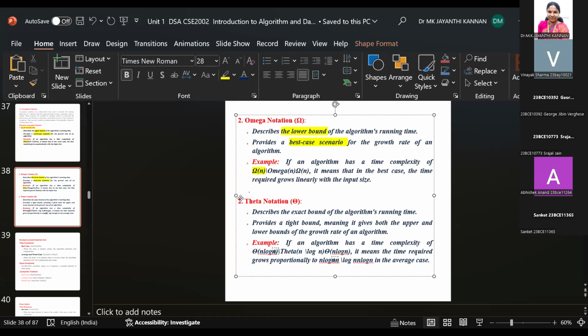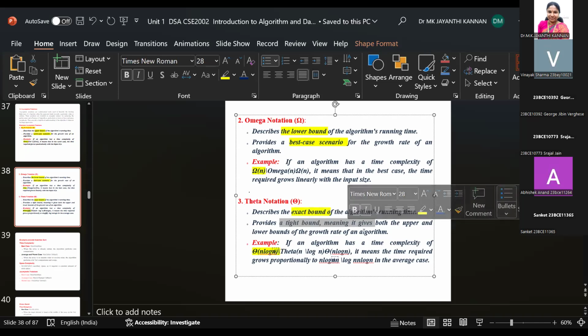And in case of theta notation, we are taking the exact time. Here we need order of n log n. It takes the exact amount of time. Here we are taking the upper bound and lower bound to calculate the average value, not the minimum time or the maximum time.